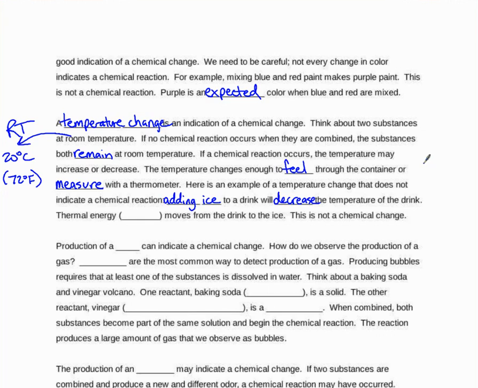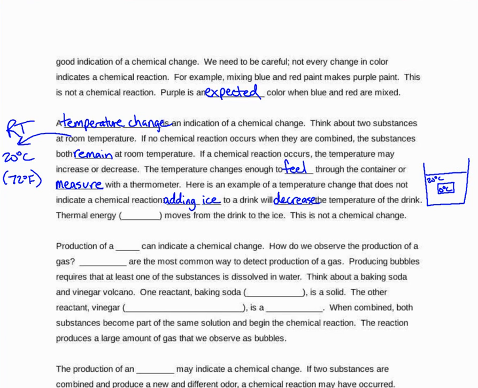I'm going to draw you a diagram here. Here's my drink. Here's my ice cube. The temperature of the drink, we'll say, was 20 degrees Celsius. The ice is 0 degrees Celsius. Room temperature, freezing.